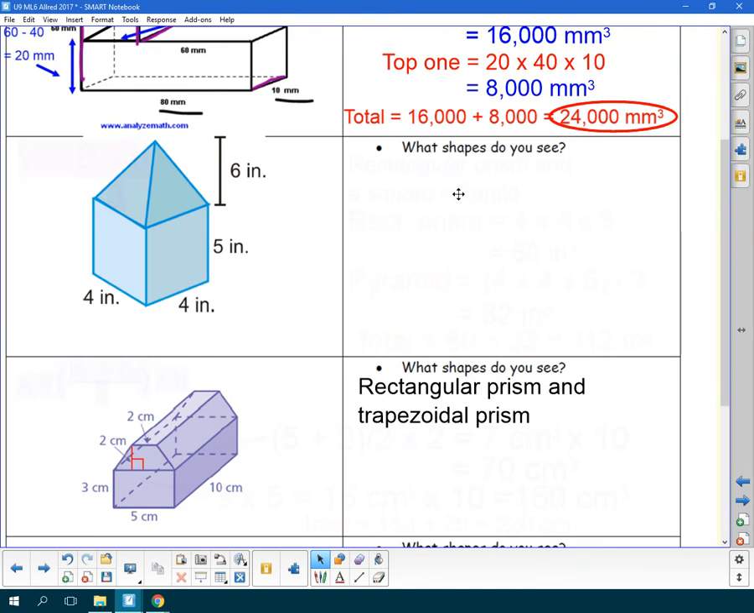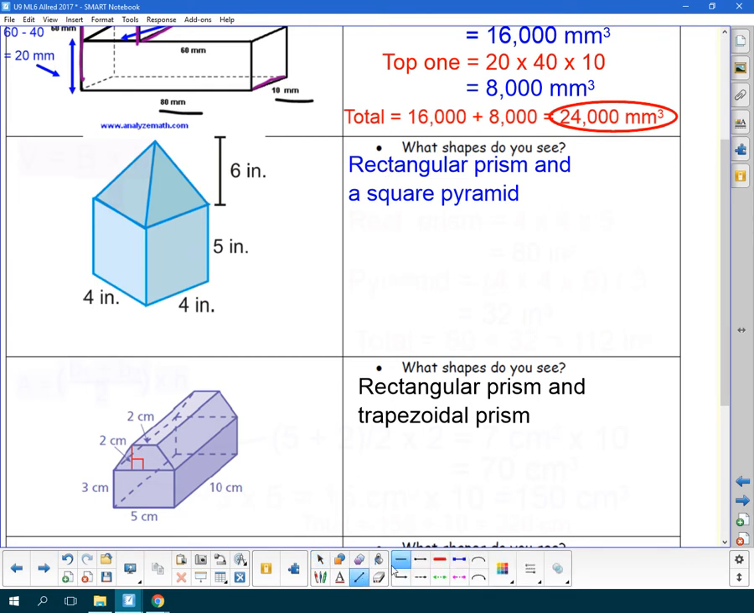This next one is a rectangular prism with a square pyramid on top of it. If you want to draw the extra lines on there, you can. You have a square on the bottom of that pyramid. A square on the bottom of that pyramid, you can draw it however you'd like to draw it. I'm not great at drawing these squares, as you can see.